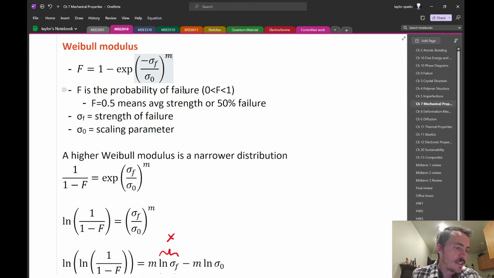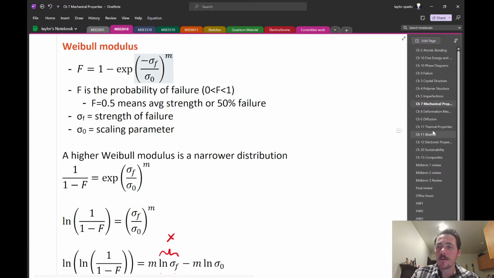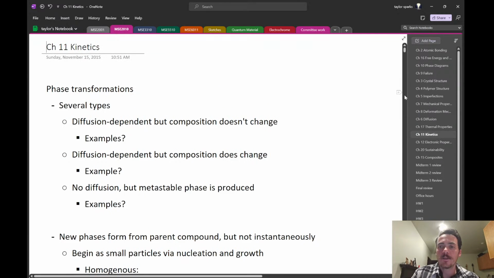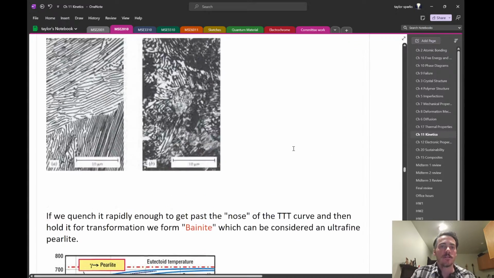All right. TTT diagrams. Many people want the TTT diagrams and how they relate to phase diagrams. So to do that, we're going to jump ahead to chapter 11. Chapter 11 is going to be towards the latter half of that where we start getting to TTT diagrams.